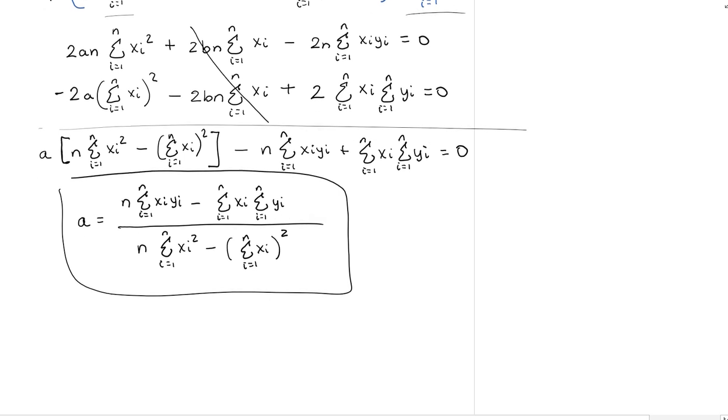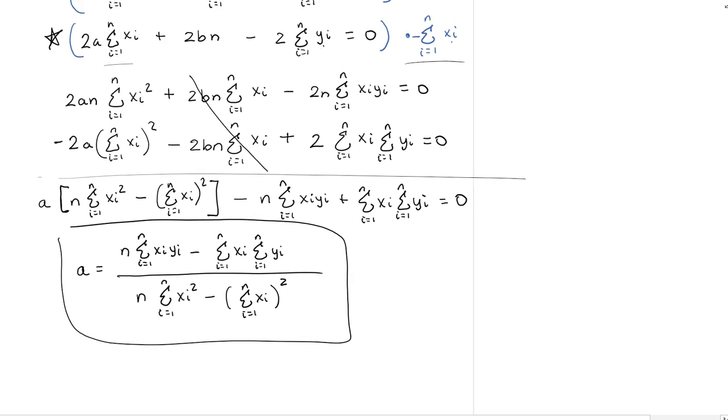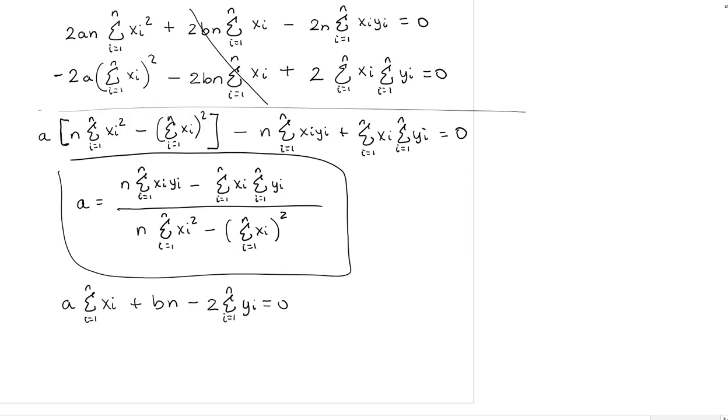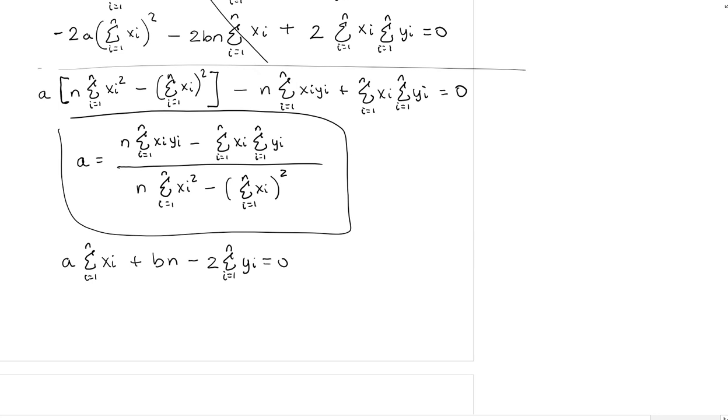So we have, and again, I think I'm going to divide the 2's away. So we have a sum of xi plus bn minus 2 sum of yi equals 0. I'm going to put my indices on my summations. And I'm going to solve for b, noting that we have that big, gigantic thing for a up here. So I'm just going to leave it as a so I don't have to write that thing again.